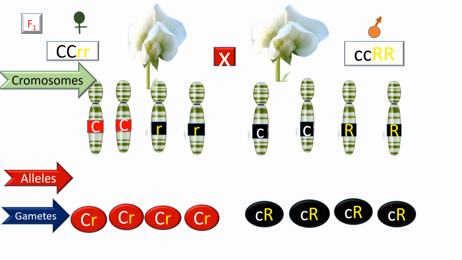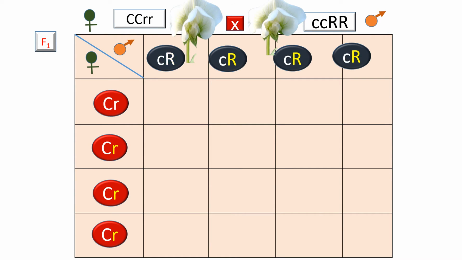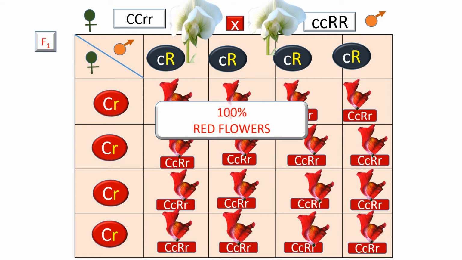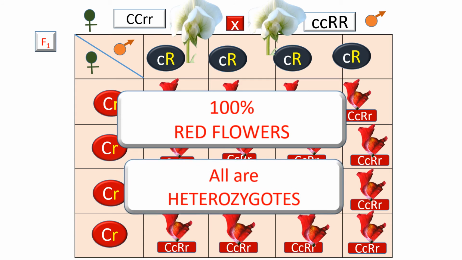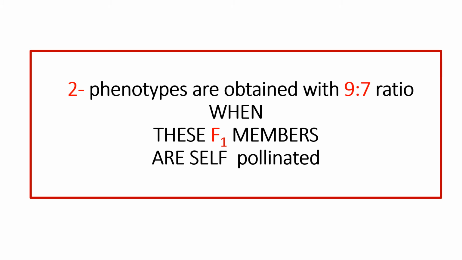Gametes produced in F1 generation. Random fertilization of gametes, and formation of F1 progeny. All F1 plants produce red flowers, and all the plants are heterozygotes. 2 phenotypes are obtained with a 9:7 ratio when these F1 members are self-pollinated.